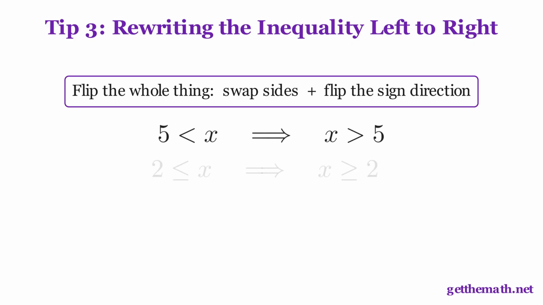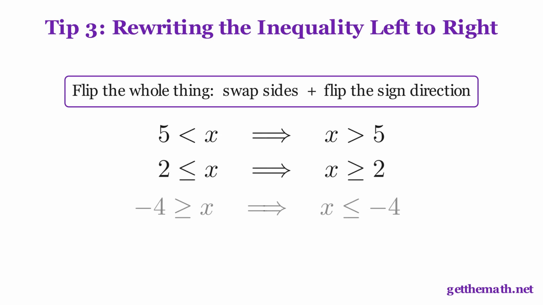So 5 is less than x becomes x is greater than 5. Or 2 is less than or equal to x becomes x is greater than or equal to 2. The solution is exactly the same. It just reads more naturally.